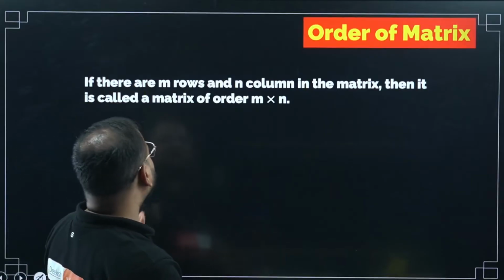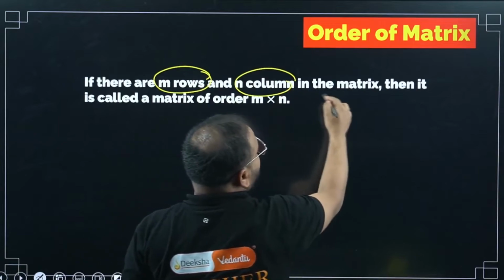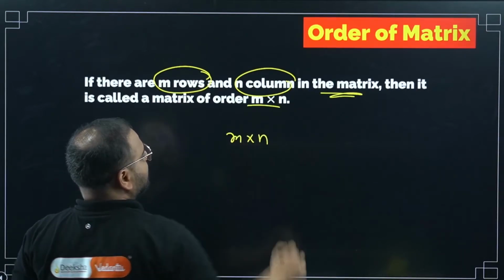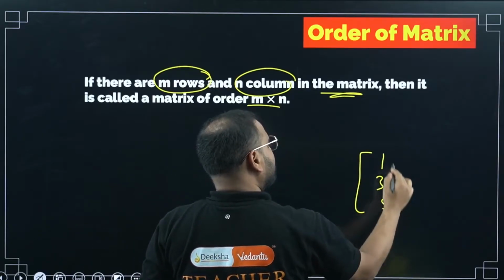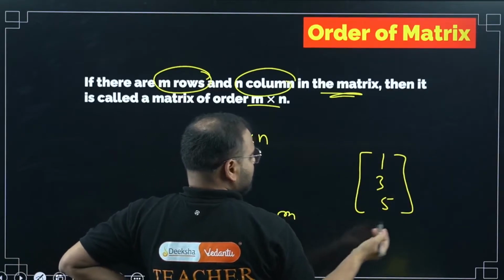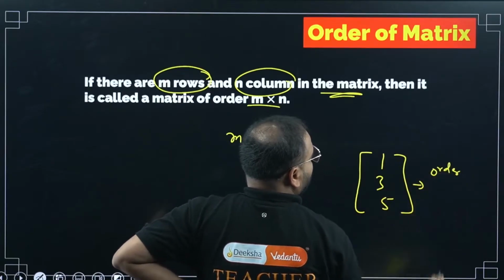Now same thing, order is what? If there are m rows and n columns in the matrix, then order will be m cross n. What is the order? M cross n. So if I'm writing, let's say, a matrix like this, 1 3 5, what is the m value and what is the order? Basically the question is, what is the order?